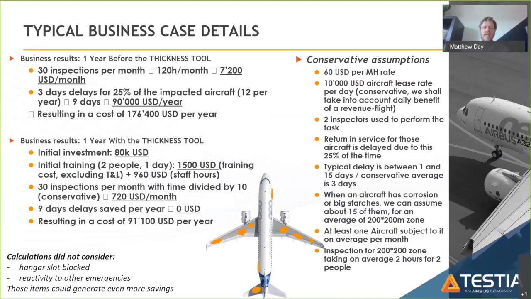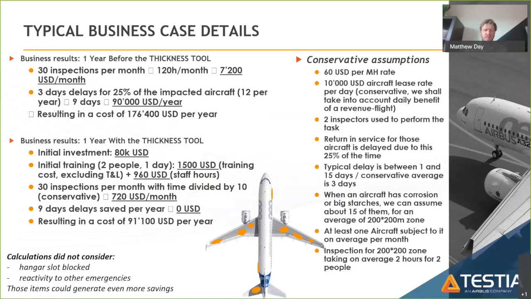So if we look at 1 year before the thickness tool, we're looking at 30 inspections per month, which results in 120 hours, $7,200 cost per month. If we add in 3 days cost for delay, 25% of the impacted aircraft, which is 12 per year, or 9 days, that has a result, in fact, of $90,000 to the industry, resulting in a cost of $176,400 per year.